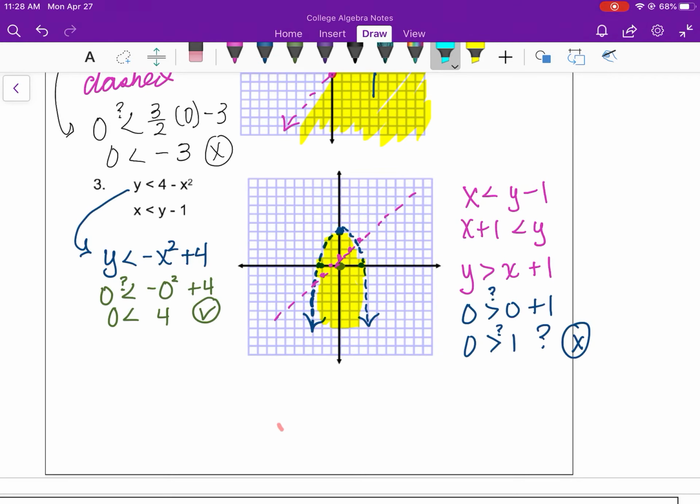So for the parabola, I'm shading above. I'm sorry, for the line, I'm shading above. For the parabola, I'm shading below it. Where they intersect, where my shadings turn to green, that's my solution set. So my solution set is this region right here where the two colors overlapped.